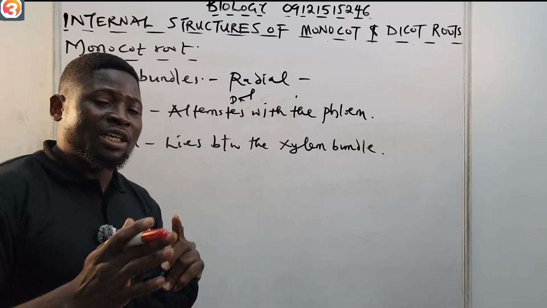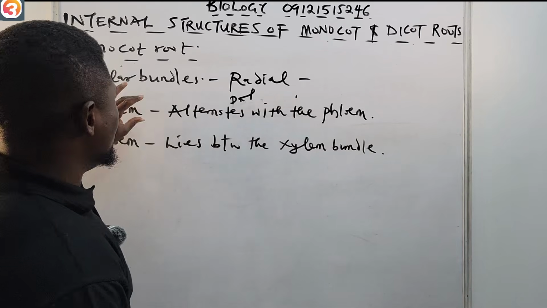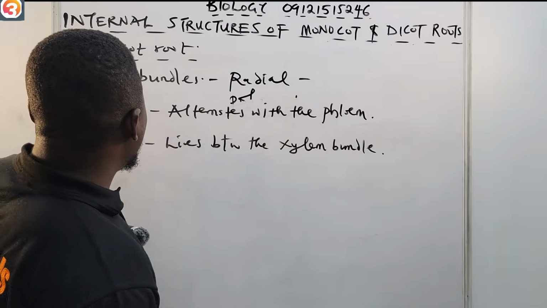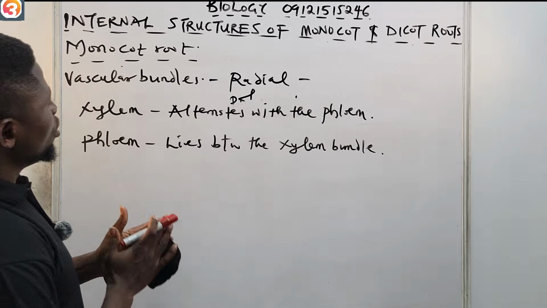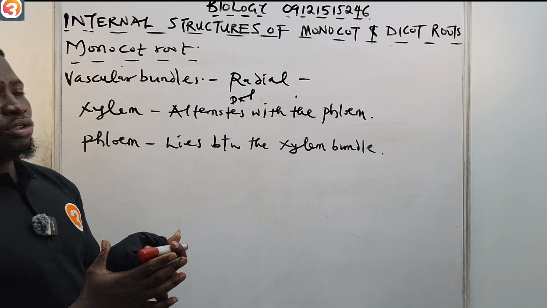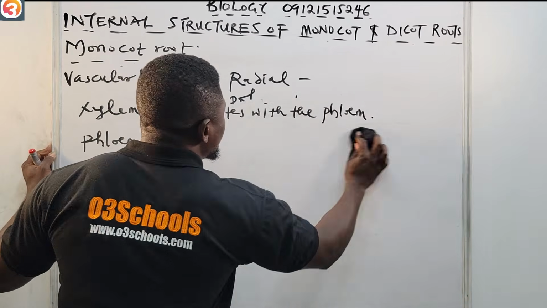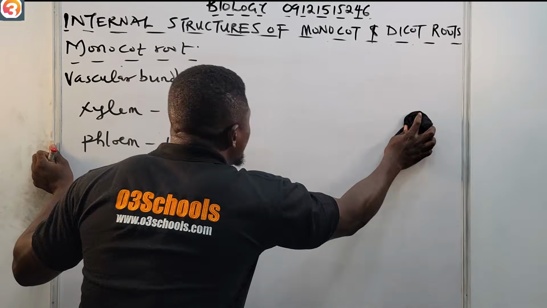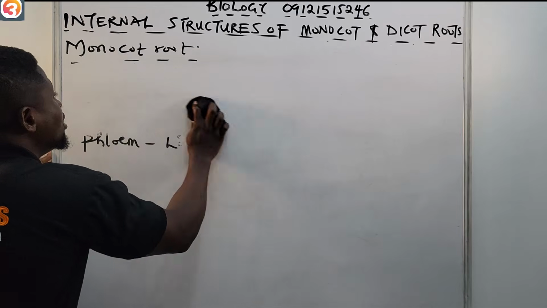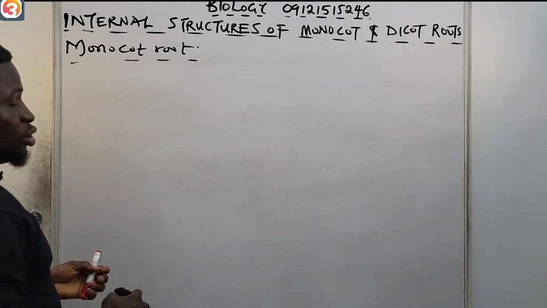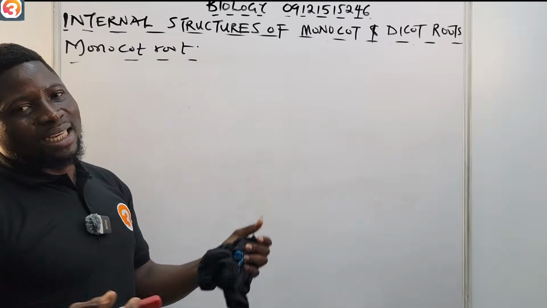They are arranged all in the alternate radii, and we say that the xylem alternates with the phloem, while the phloem lies between the xylem bundles. This will now take us to the next part, which is the conjunctive tissue. So let's talk about the conjunctive tissue, just like we saw in the dicot root. Also, the conjunctive tissue is made up of parenchymatous cells.